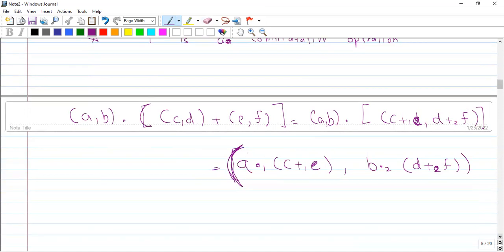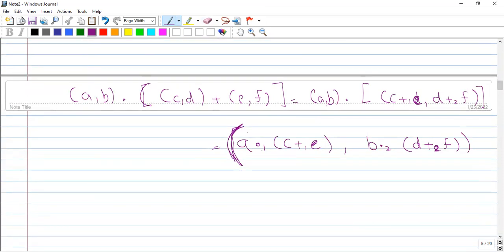Now we know that both operations are distributive. Since R1 is a ring, the distributive property holds in R1. So this thing becomes A into C plus A into E, and also distributivity holds in R2. So this operation becomes B into D plus B into F.